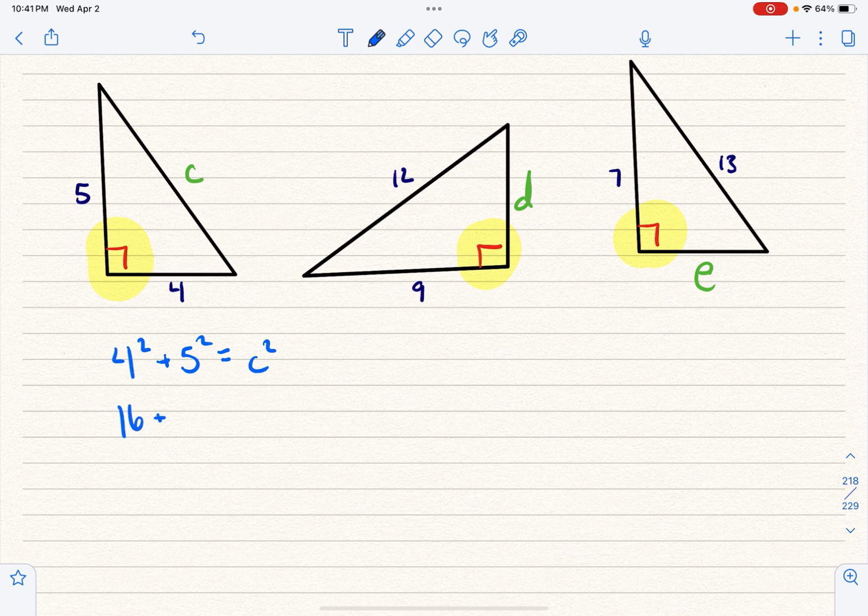4 squared is 16, 5 squared is 25, equals C squared. So this is to say that 41 is equal to C squared. Now, C is not 41. I have to take the square root of both sides. C is equal to the square root of 41. Now, I don't want you to tell me that that's 6 point something ugly. It's not. It's just the square root of 41, plain and simple. All right, I would like you to try these two. We can pause the video right here, and then we'll see if you got them right.